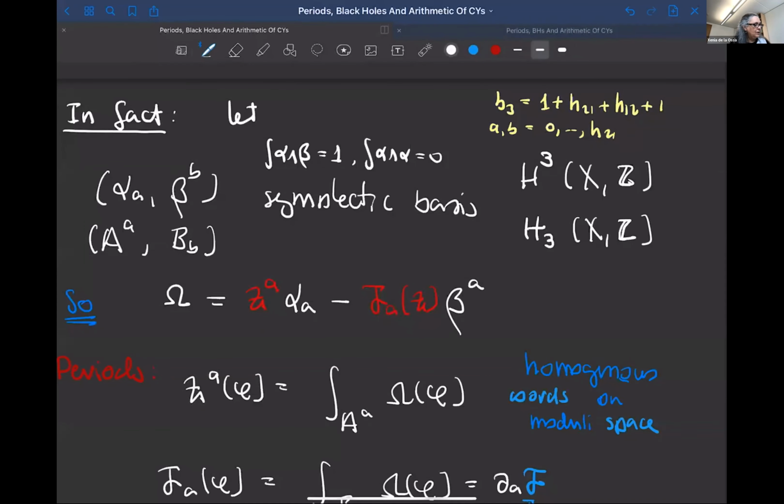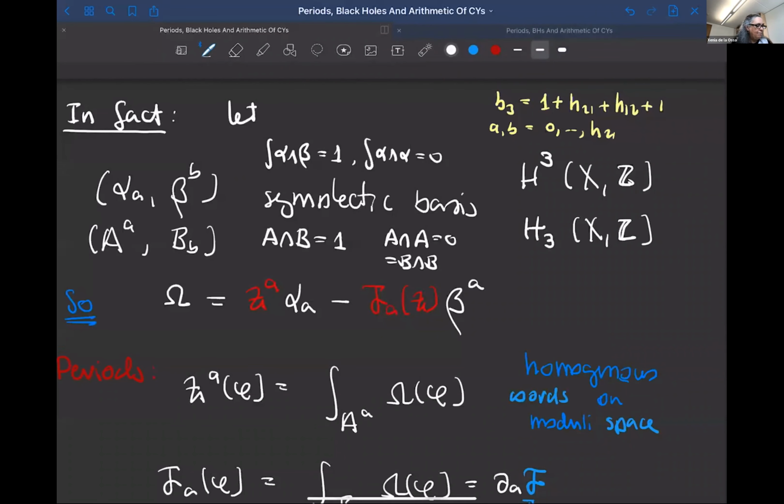We also have the dual basis, right, of capital A's and capital B's here of the third homology. And again, we can choose a symplectic basis. In this case, what it means is that the intersection of A with B is 1, and the intersection of A with A is 0, and so on. Similar for the others.